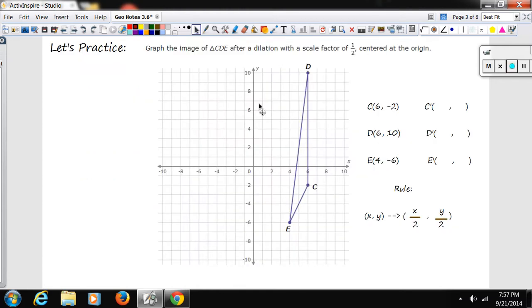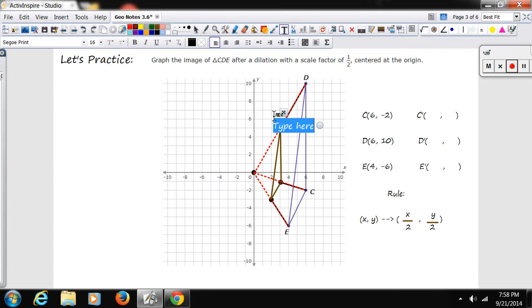Let's do some practice. Draw an image after a dilation scale factor of a half. Ooh, half. That means half the size of this picture right here. So we want to take this shape and draw it half the size from the origin point. Here's what it will look like that you should draw on your paper. We're going to put a dot halfway to the origin because we're going to cut this in half. So the new D prime comes right there.